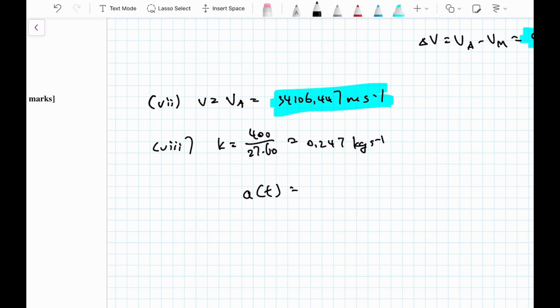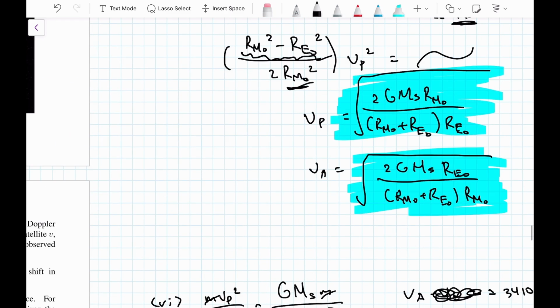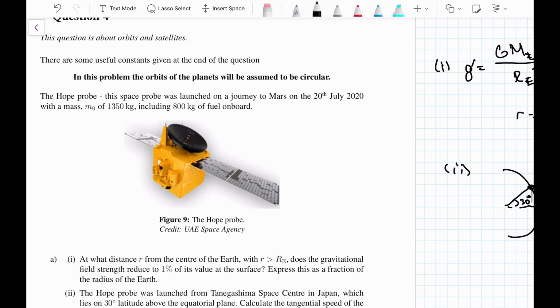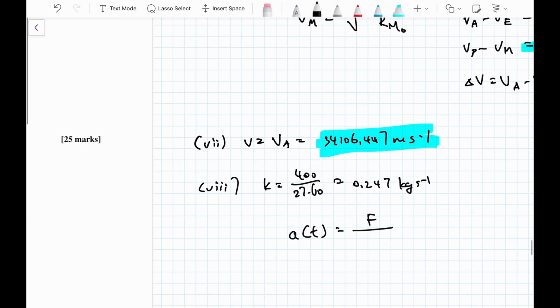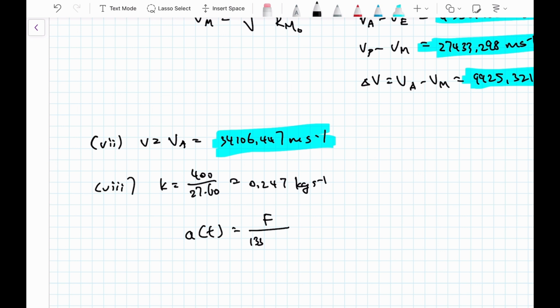So basically over here that should be the constant decelerating force over the initial mass, which is 1350, right? Yeah, 1350 minus 0.247 k. Wait, no, this is not k. This is basically just t. Yeah, t.